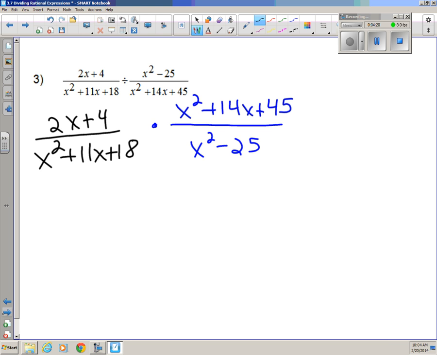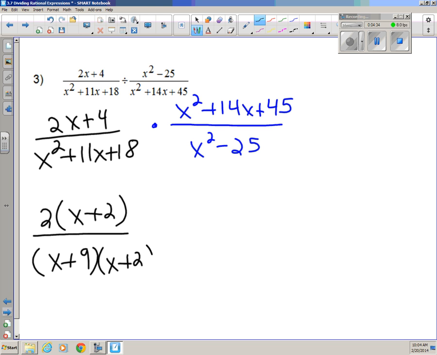Okay, now I'm going to start factoring, and everything is factorable. The top part of my fraction, or the first one, is going to be GCF 2x plus 2. My bottom is IM, x plus 9, x plus 2. My blue fraction, the top is IM, and this one becomes x plus 5, x plus 9.